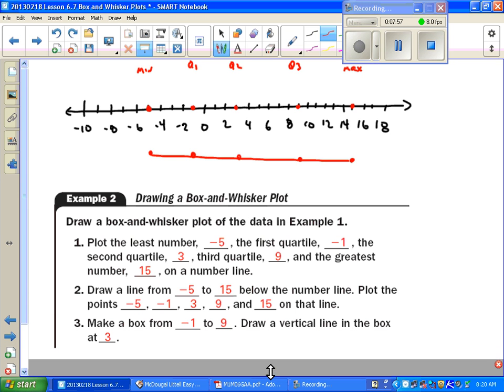Then the last step we want to do is make a box from -1 to +9, like so, from your Q1 to your Q3. Make a box, and then draw a vertical line at your Q2. And that will be your box and whisker plot. More often than not, you'll see it look like this. That's a box and whisker plot, as simple as that. Again, just separate the data in half based on the numbers that are given, and then take each half and separate those two in half.